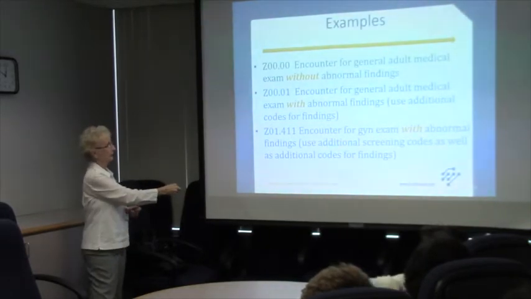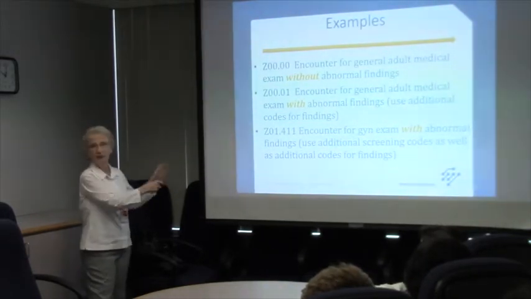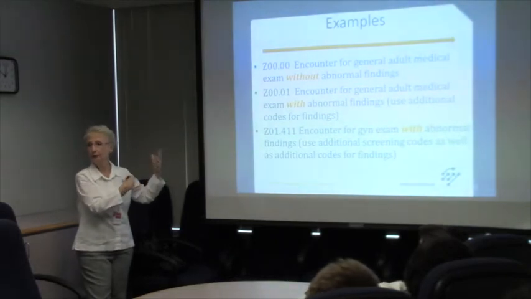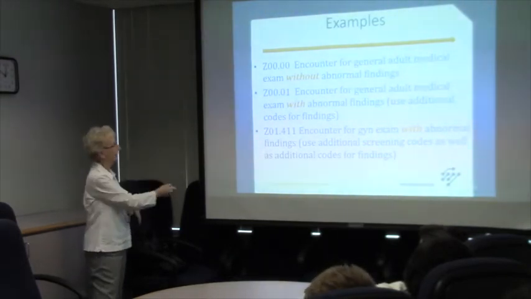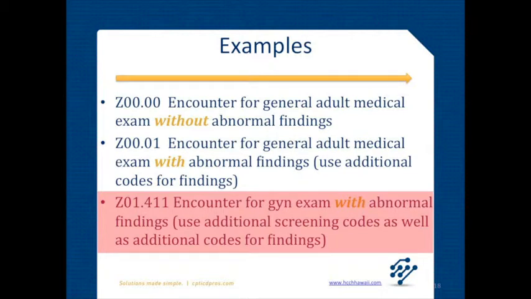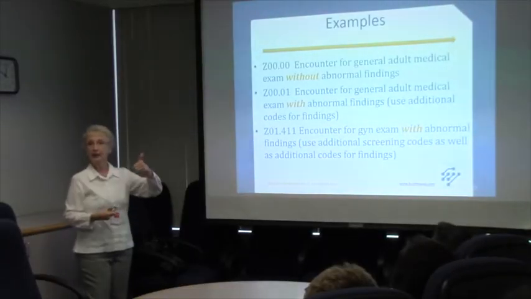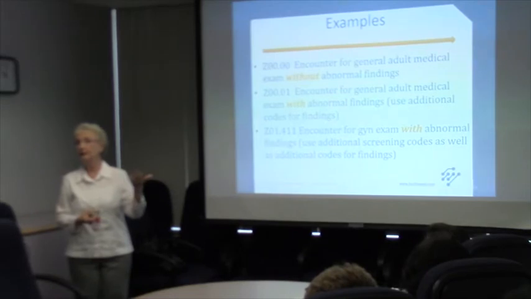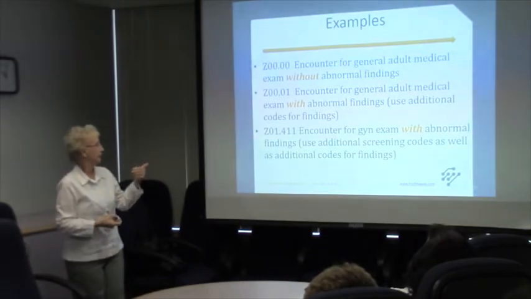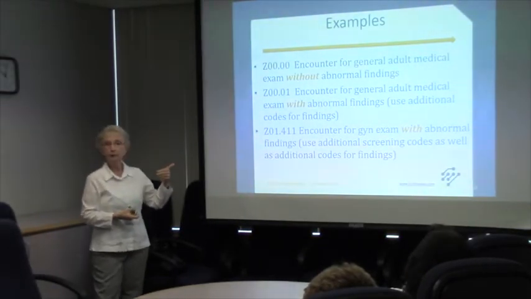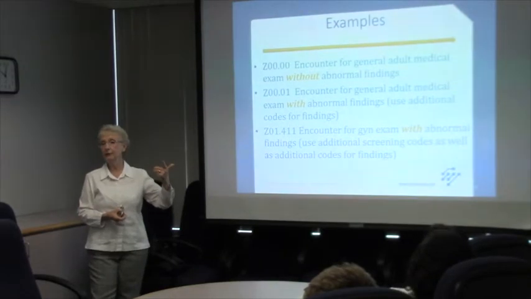Same thing with gynecology exam, and these are just a couple of examples. It's true whether it's eye exams and whatnot. Gynecology exam with abnormal findings. This one is saying that there was some kind of abnormal finding, so you would use the abnormal finding code. So let's say breast lump. Z01.411, add the code for the breast lump.